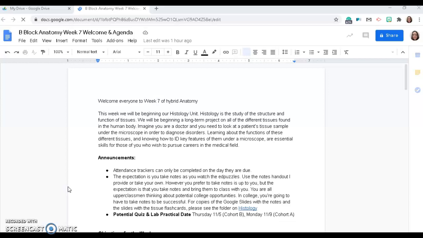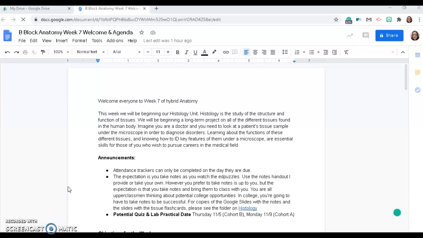If you are a doctor and you take a tissue sample from a patient and need to look at it under the microscope in order to diagnose disorders, you've got to know what you're looking at. And so learning about the functions of these different tissues and knowing how to ID features of them under a microscope are really important skills for those of you who wish to pursue careers in the medical field.